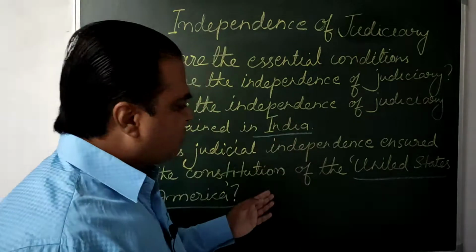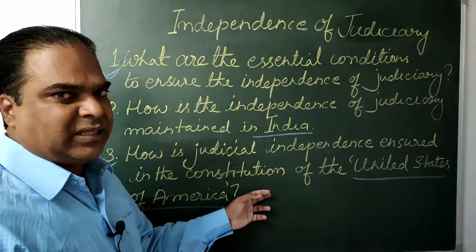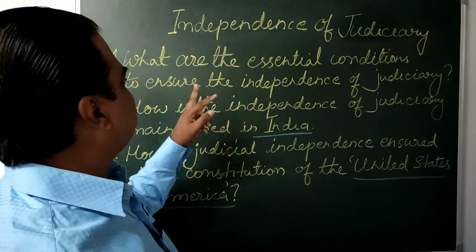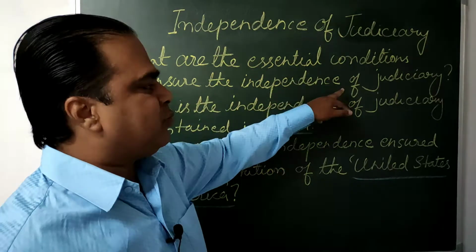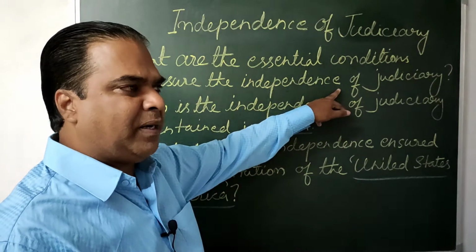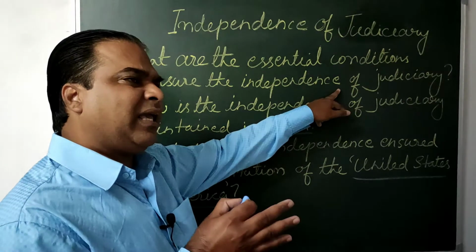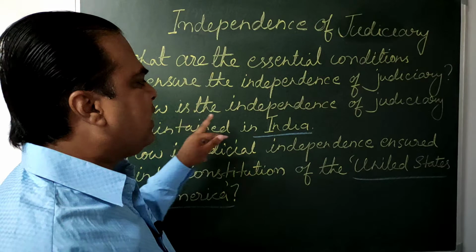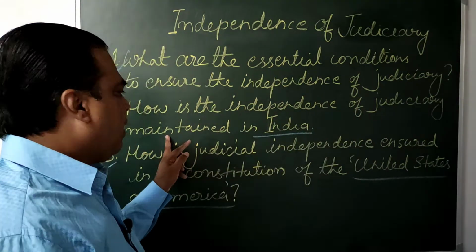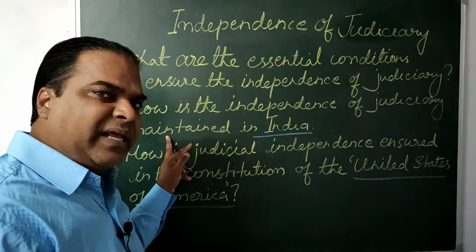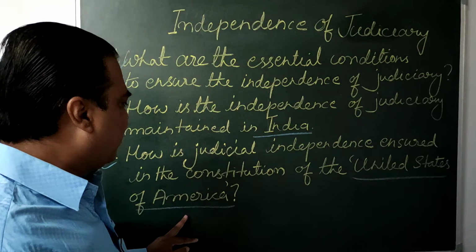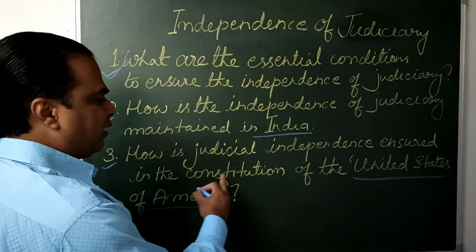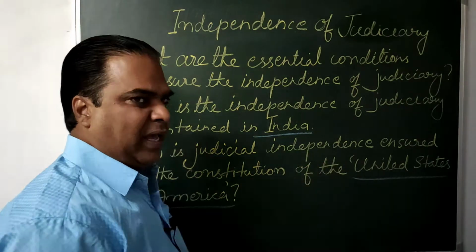So three questions I have written over here. These are the questions asked in the board exams. The first one is, what are the essential conditions to ensure the independence of judiciary? This means we can give examples of India and USA. Now the second one, how is the independence of judiciary maintained in India? And the third one is, how is judicial independence ensured in the Constitution of the United States of America?